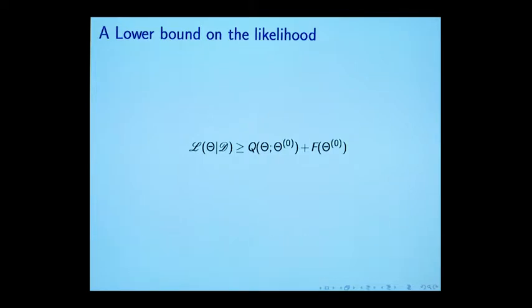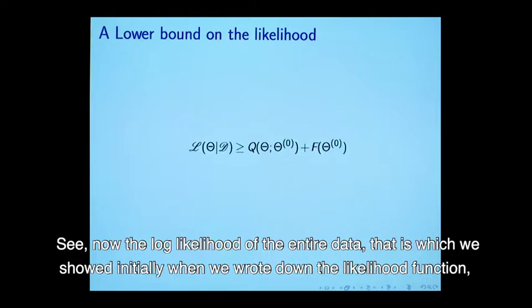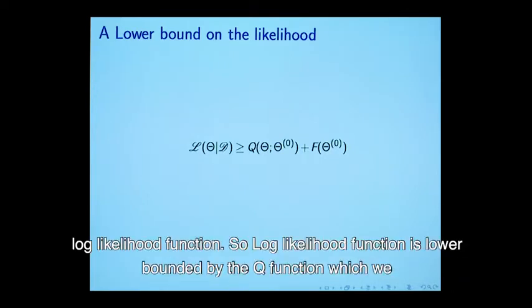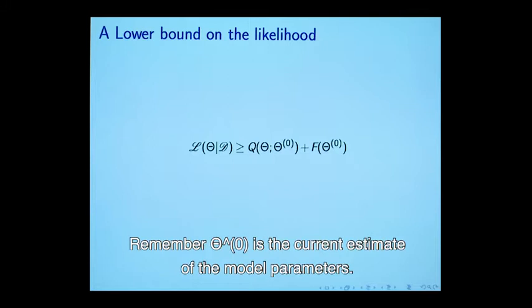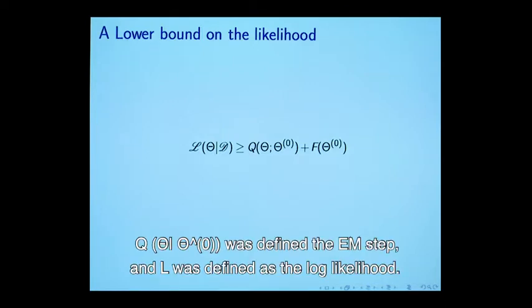So, now using this we will further show a new inequality which is a lower bound of the likelihood. See the log likelihood of the entire data, which we showed initially when we wrote down the log likelihood function. The log likelihood function is lower bounded by the Q function which we use to define the EM algorithm, plus another function f of theta 0. Remember theta 0 is the current estimate of the model parameters. Q of theta given theta 0 was defined in the EM step, and L was defined as the log likelihood.